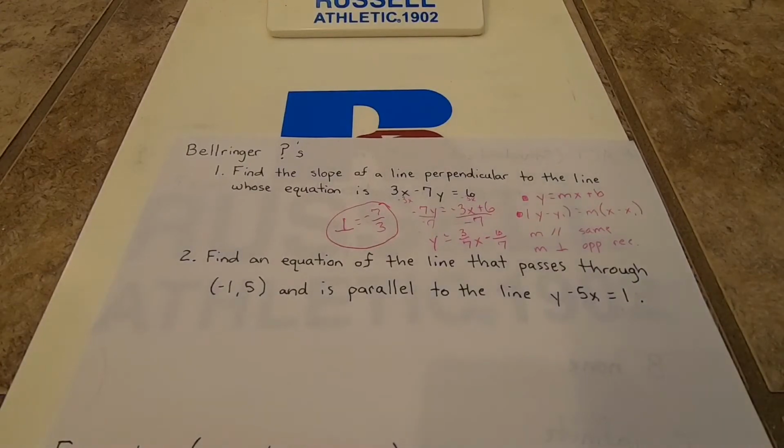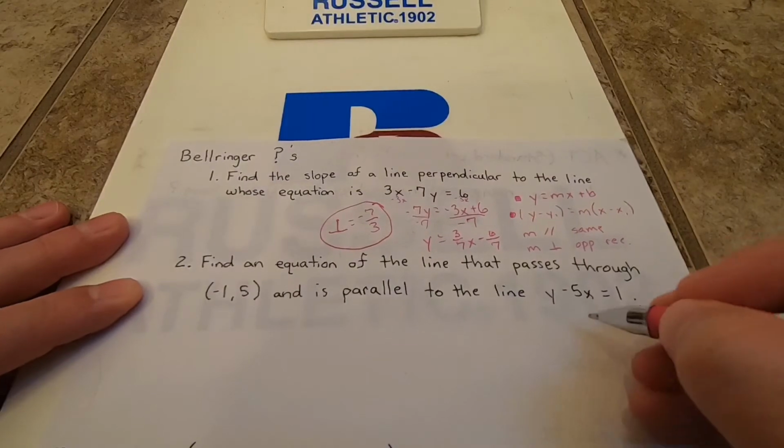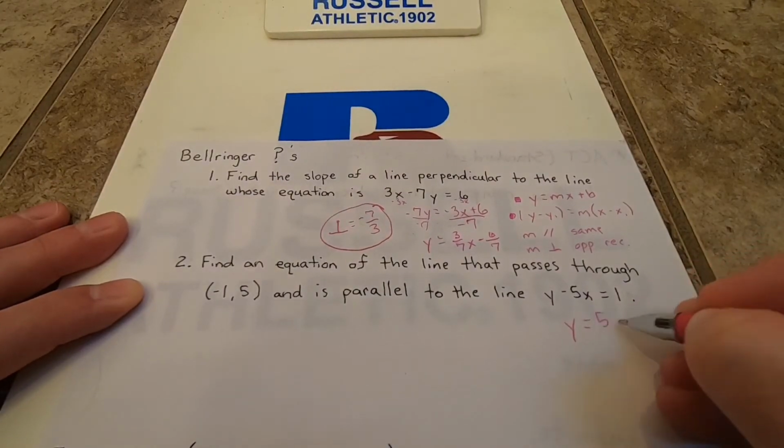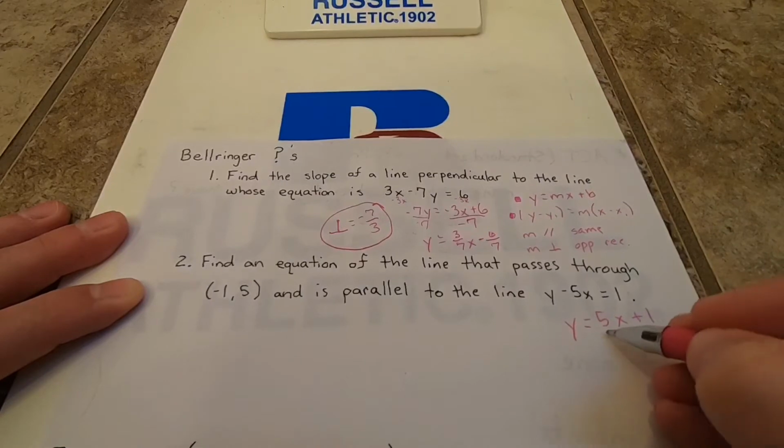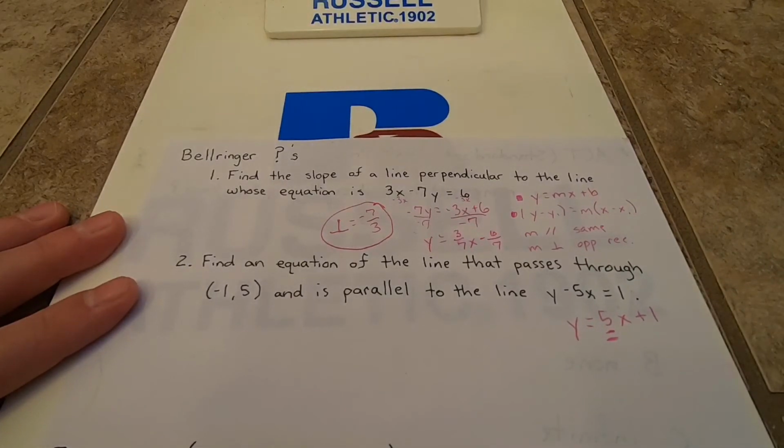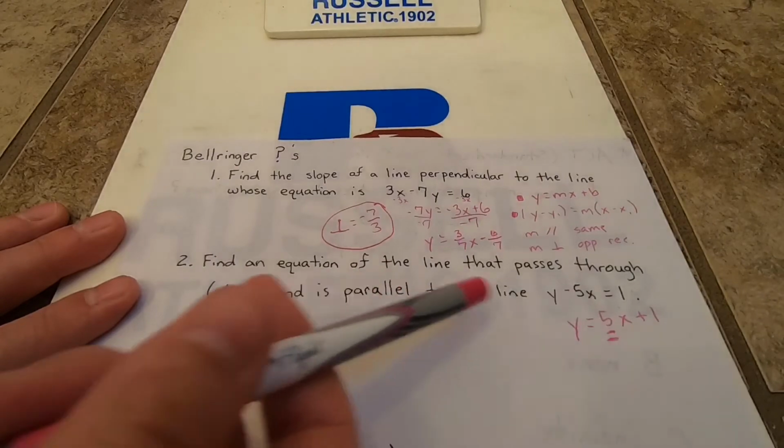For the second one, find an equation of the line that passes through the point negative 1, 5, and is parallel to the line y minus 5x is equal to 1. This is where and why we talked about point slope. It'll be a lot easier to use that here. Let's find out the slope that the problem is given. If we move the 5x, we would have y is equal to 5x plus 1. We know that we're dealing with a slope of 5 here. So we need parallel. We want to use that same slope.